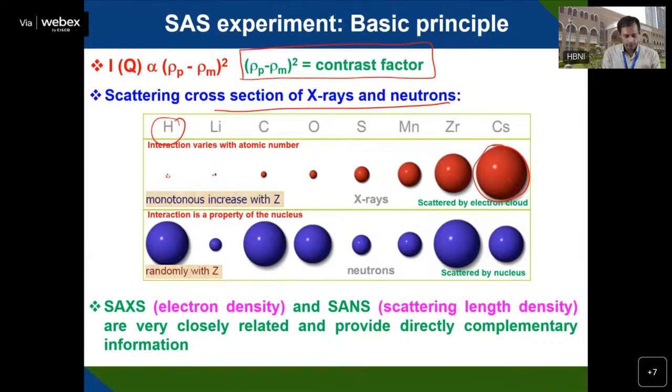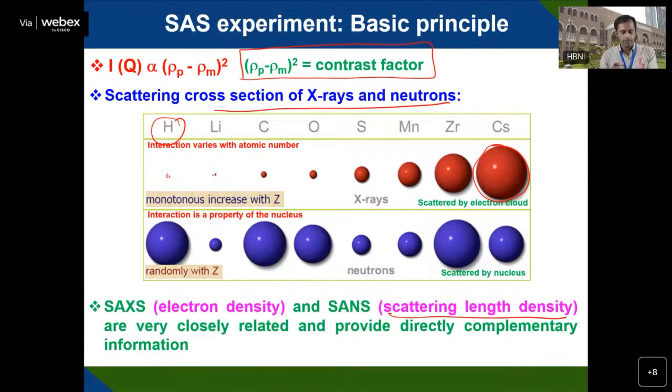But in case of neutron, it's the interaction property of the neutron that mainly varies randomly. For example, for all nuclei, hydrogen is quite large, but lithium is small, so it's a random variation. Small angle X-ray scattering depends on electron density, and small angle neutron scattering depends on scattering length density. Both are closely related and provide directly complementary information.